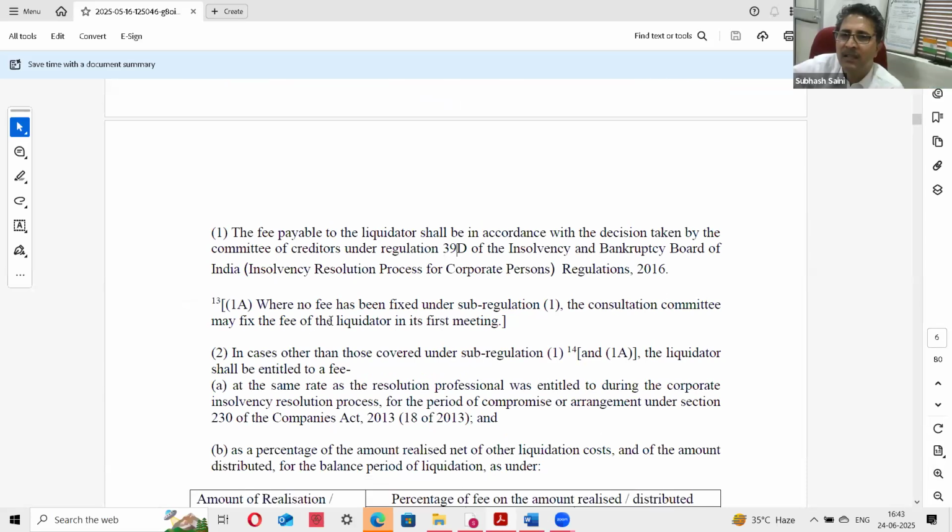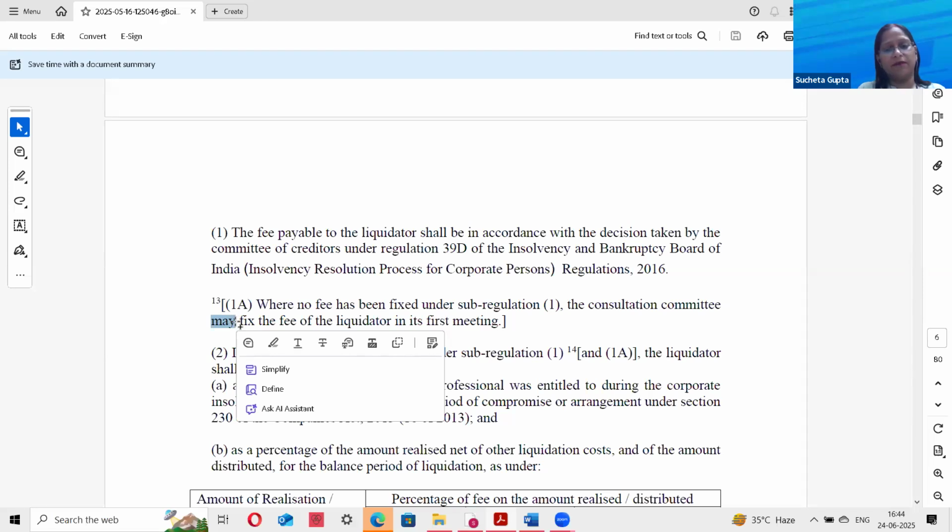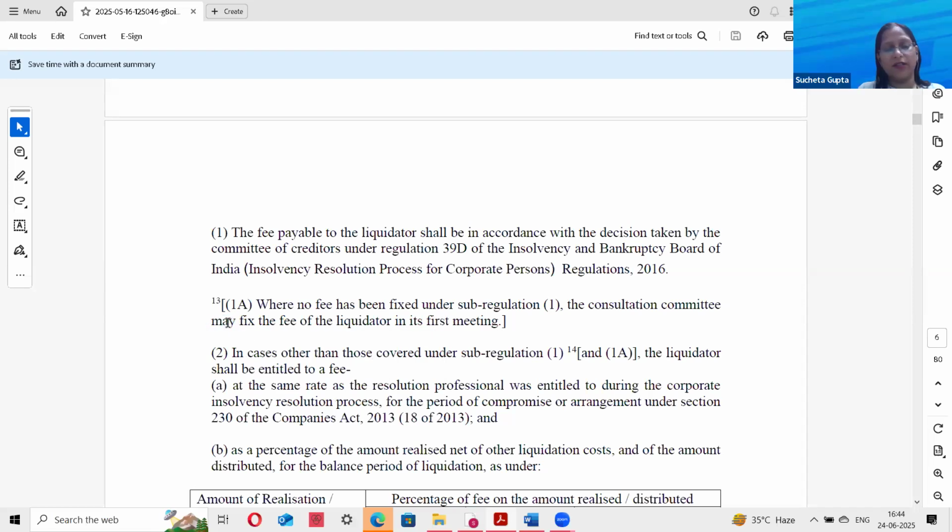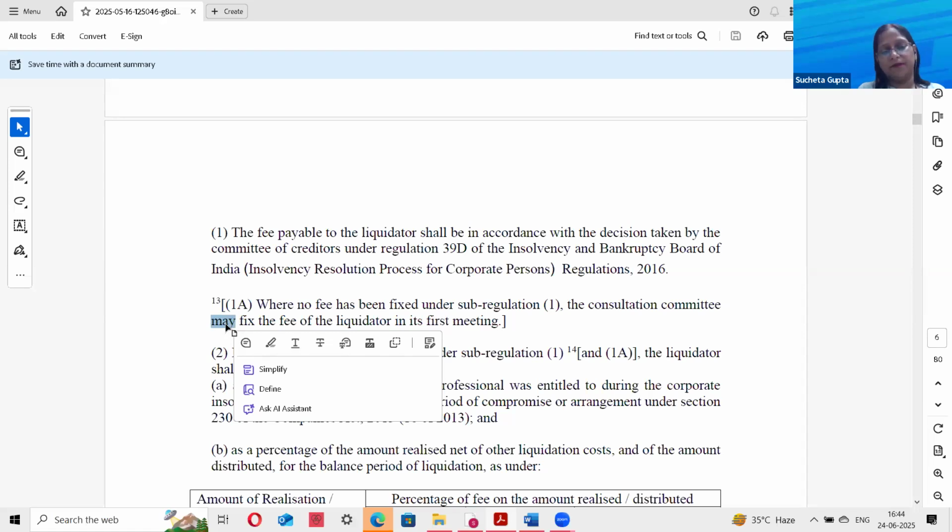So here, ma'am, 1A: where no fees have been fixed under sub-regulation 1, the consultation committee may fix the fees of the liquidator in the first meeting. Or in case of old cases, here I think they should amend it to shall, meaning compulsorily they have to fix it. Because the word may is used here, I think one change is also required here. Shall. Yes, shall will be better, ma'am.